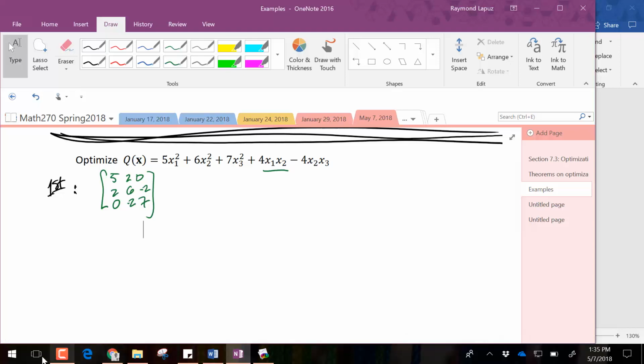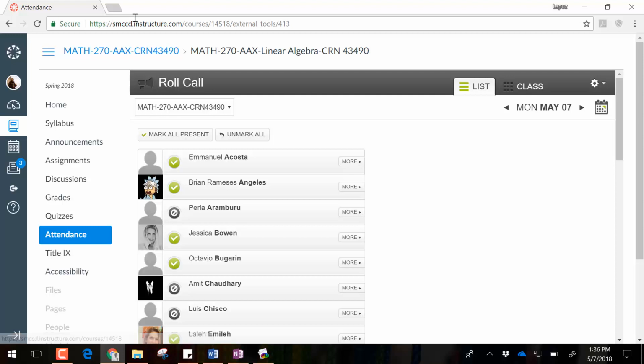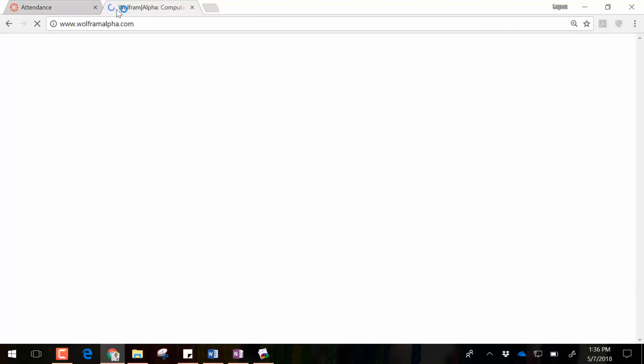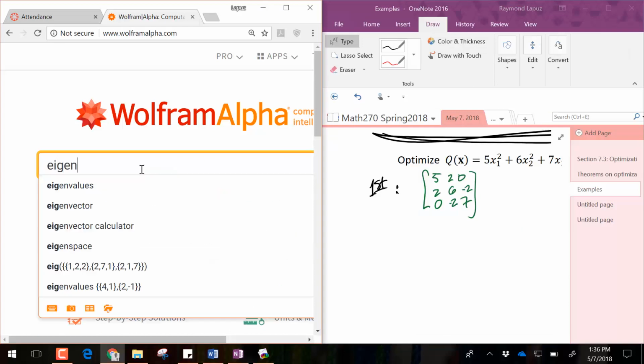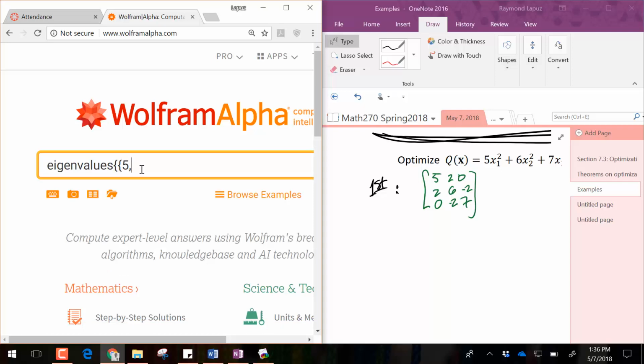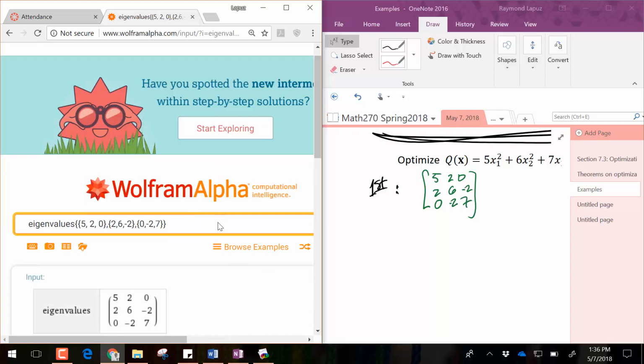This is a 3 by 3. I definitely don't want to try to find these by hand, so let's use Wolfram. Our eigenvalues, I think it's enough to just say eigenvalues: 5, 2, 0; 2, 6, -2; 0, -2, 7. And we'll get all the information that we need.